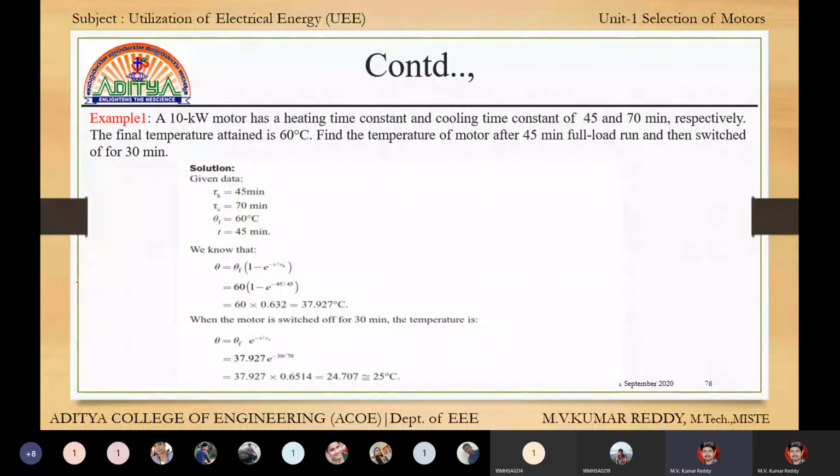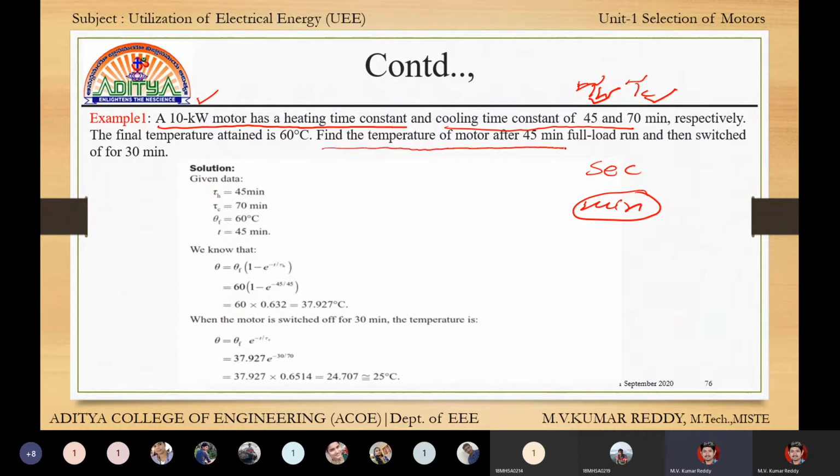Now the problem. In the problem, given that a 10 kilowatt motor has a heating time constant and a cooling time constant. Always, time constants are in minutes, not in seconds. Time constant is always in minutes only. That is the first important point. 45 is the heating time constant, tau h. Tau h and tau c are given.